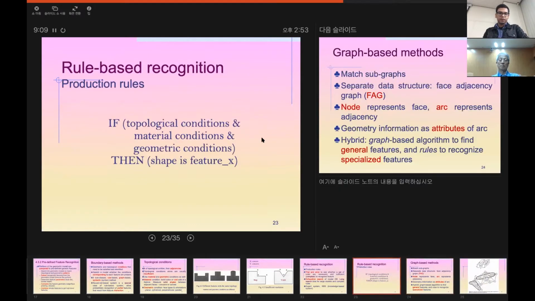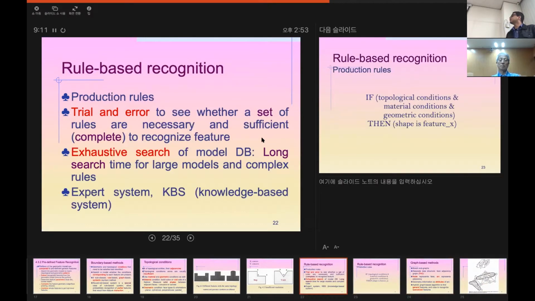And to get the correct feature, a lot of trial and error is necessary to see whether the conditions are sufficiently met. This involves a very exhaustive search of a database, and therefore it can result in long search times for large and complex models. This is an example of the knowledge-based system or expert system. And as you will see later, the neural net is based off of this.